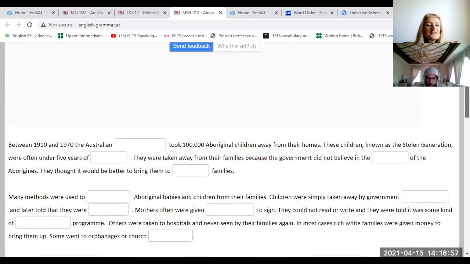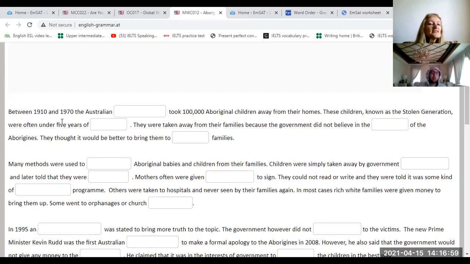Yes. Let's go then. So between 1910 and 1970, the Australian something took 100,000 Aboriginal children away from their homes. So I'll let you have a think about that. Between 1910 and 1970, the Australian government took 100,000. It was the government. Oh, that doesn't surprise me.